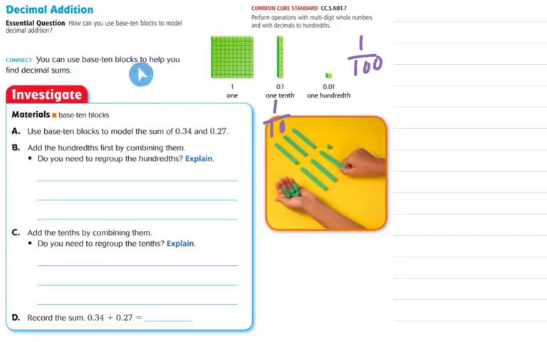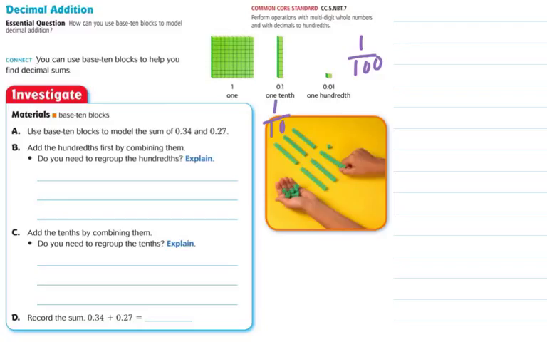You can use base 10 blocks to help you find decimal sums. And what you're going to see today, boys and girls, is that we're going to use the base 10 pieces in class. However, for the purpose of the video, I will be drawing the base 10 pieces. So A, it says use the base 10 blocks to model the sum of 3/10 and 4/100 and 2/10 and 7/100.